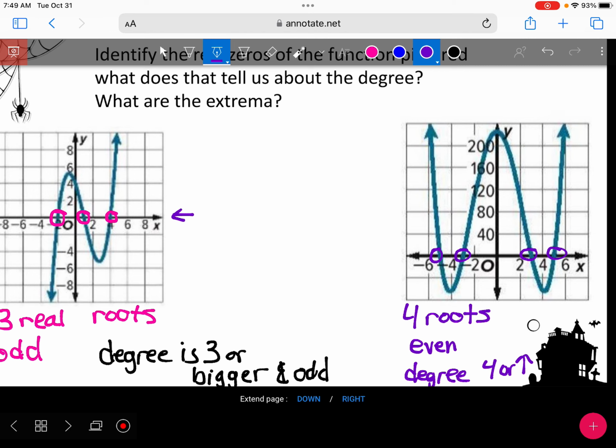On the worksheet, all you're doing is telling me how many zeros it has. You don't have to go into the even versus odd or what degree it could be. You're just going to be saying how many real zeros it has. Okay, but I just wanted to cover why we care. Yes, dear? Because the number of solutions we have has to be at least the degree number. I cannot have 4 solutions if my degree is 3, or if my degree is 2. It doesn't have to be an x to the 4th. More than likely it is, but it doesn't have to be.